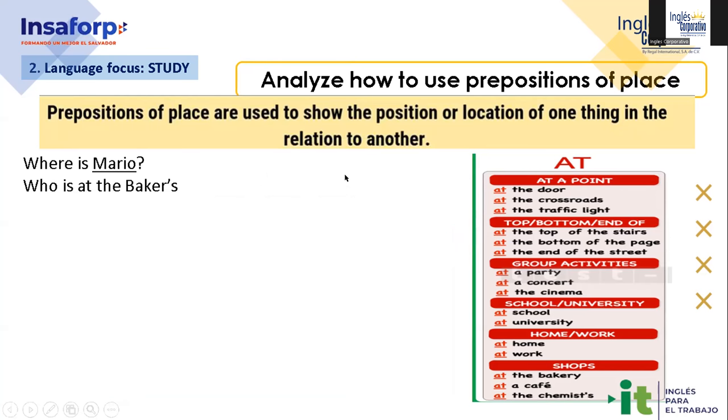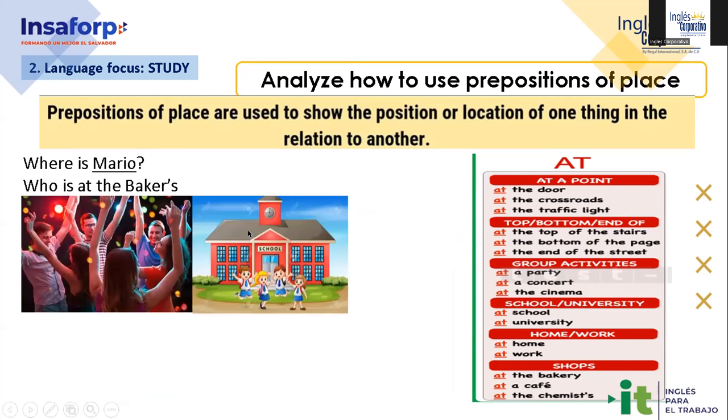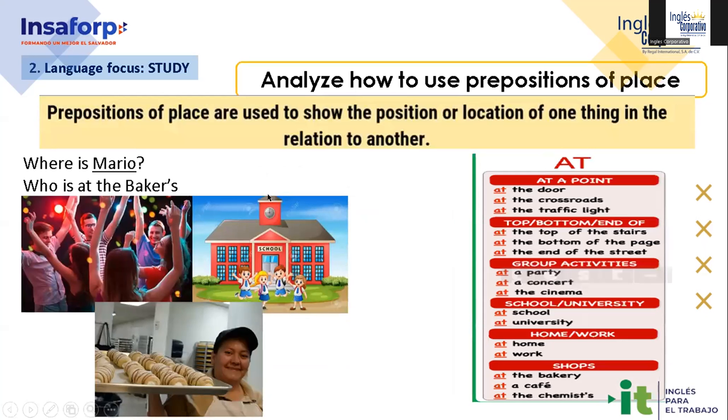So now, let's continue. Look at this. Where is Mario? Who is at the baker's? Right? Mario. Okay. So where are the kids? The kids are at school. Quiere decir que están en la escuela, ¿verdad? Doing school activities. Haciendo actividades escolares, ¿verdad? Okay. Si yo digo que están in the school, quiere decir que están dentro de, okay, in the school. And look at this, okay, where is she? She is at the baker's. Por ejemplo, ella está en la panadería.